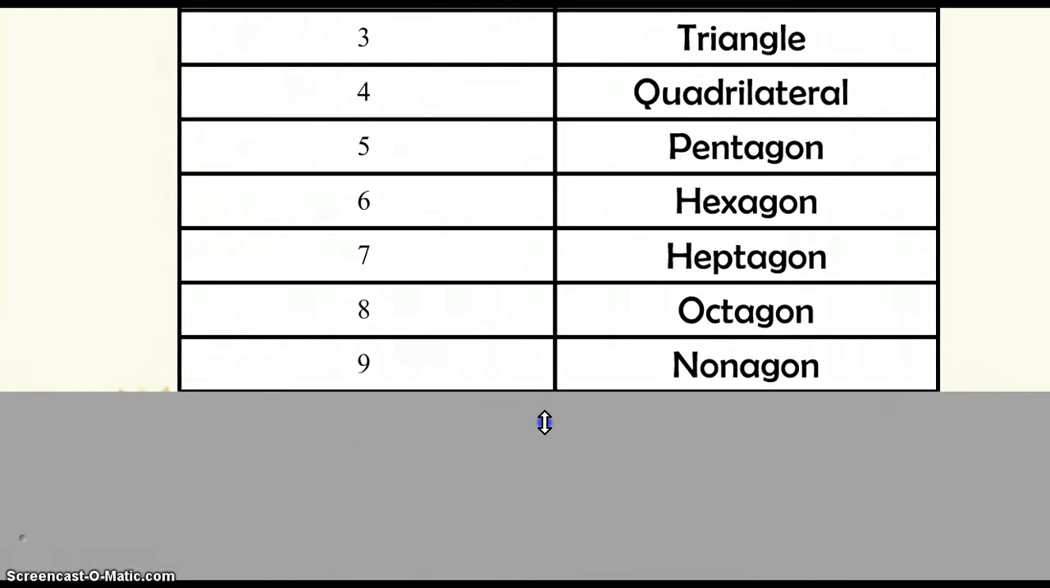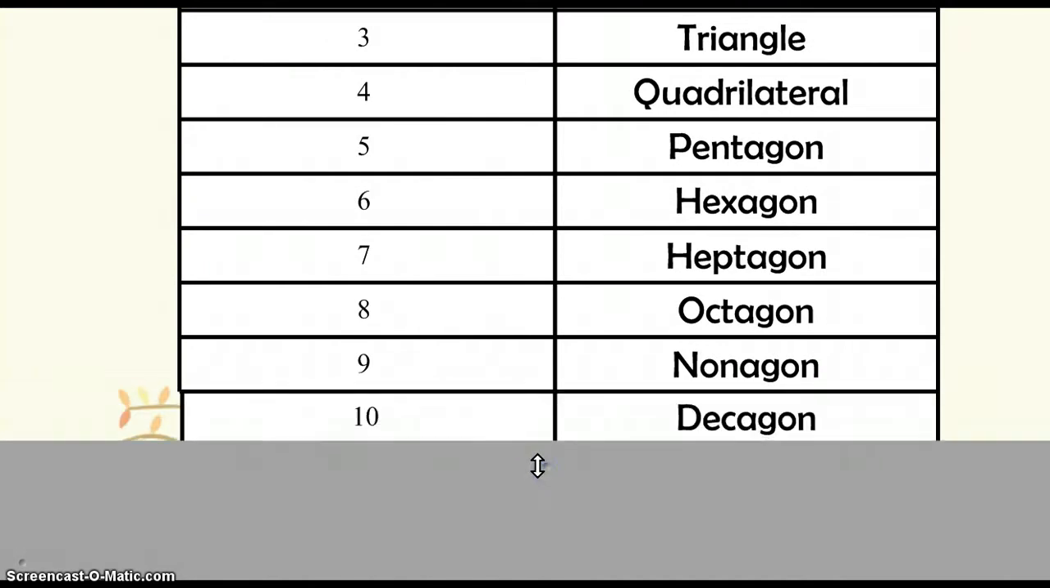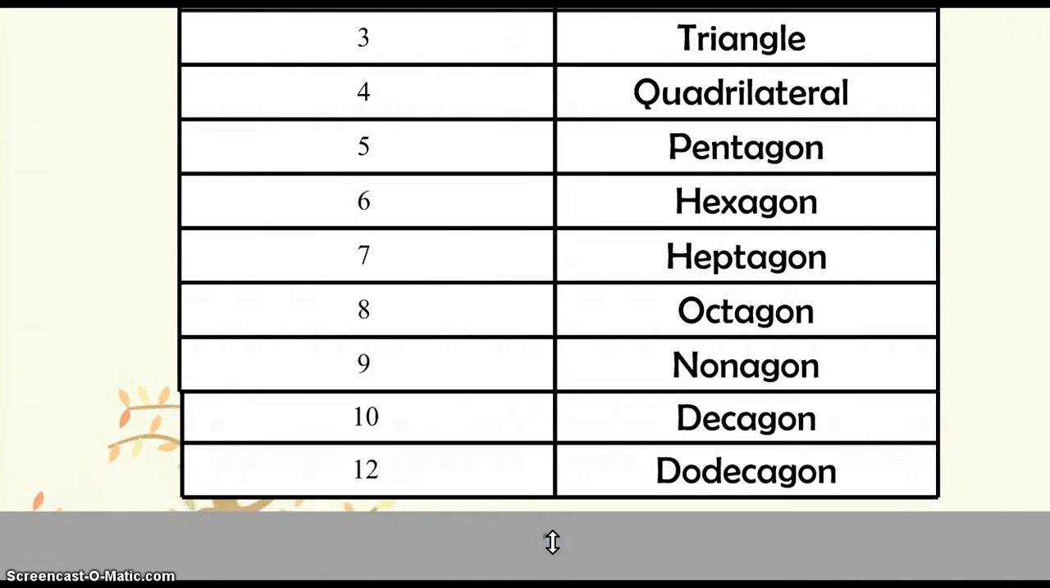A 9-sided figure is a nonagon. A 10-sided figure is a decagon. And a 12-sided figure is a dodecagon. Feel free to pause the video right now if you need some time to copy down those terms.